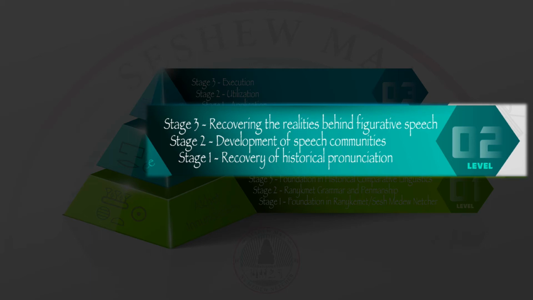And stage 3 of level 2 is recovering the realities behind figurative speech. Now, this is a very interesting stage in this process. This is the stage that a lot of people would love to get to, or love for it to be at level 1, stage 1. If you notice, a lot of people that talk about Kemet want to talk about it in an esoteric way. They start to talk about it, and then they go off into the esoteric aspect, and they haven't done anything that led them up to that. So this is what I mean, that a lot of people would love for level 2 stage 3 to be level 1 stage 1, and they skip a whole lot of things, and they want to get into the Heka.